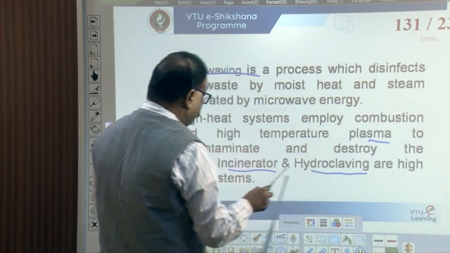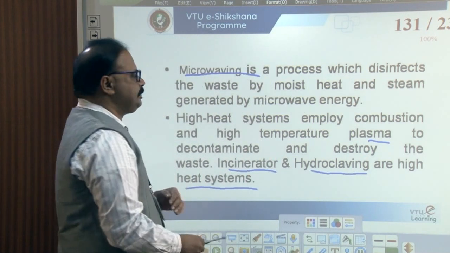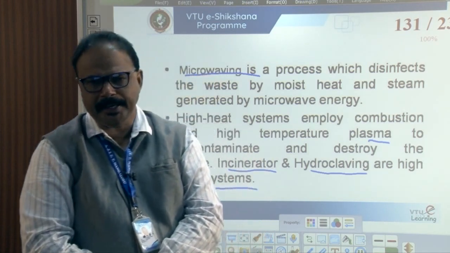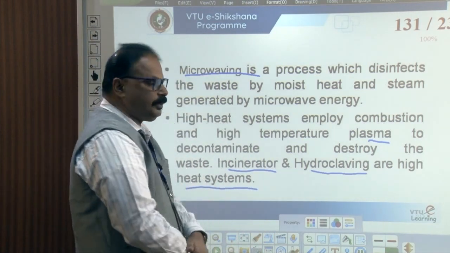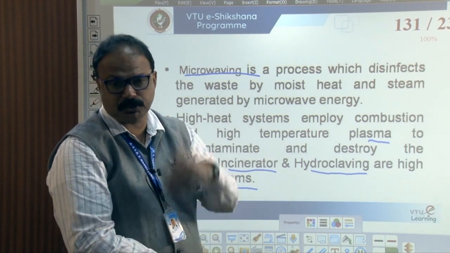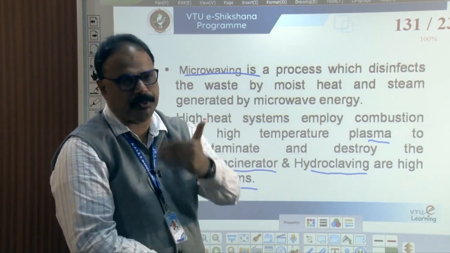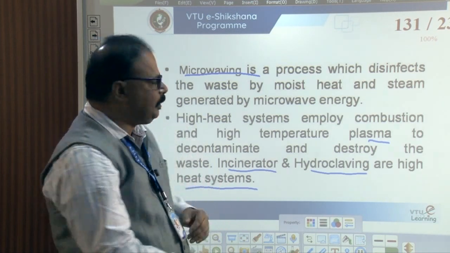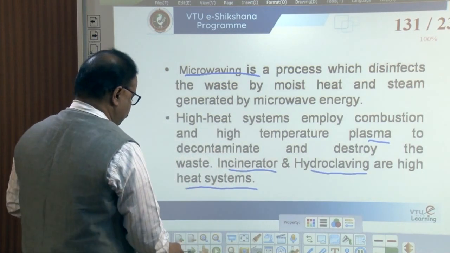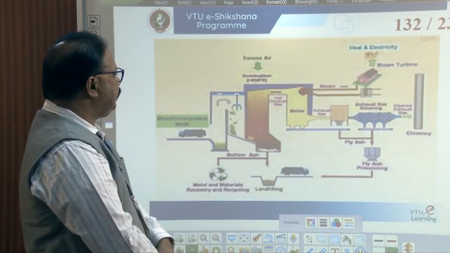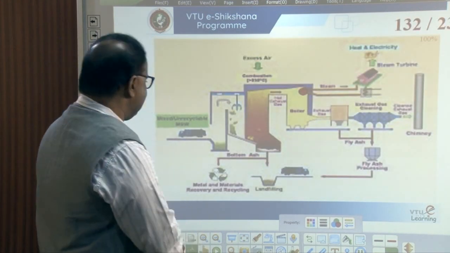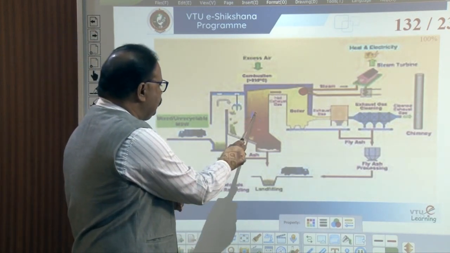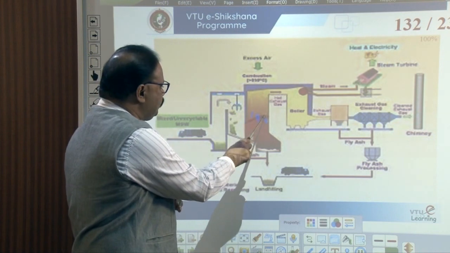Autoclaving is the low heat system. This is the high heat system: incinerator and hydroclaving. Incinerator is about 1000 degrees Celsius to 1800 degrees. I will show it in the next slide. Hydroclaving is also a high heat system. Microwaving is a low heat system. See here, incineration is the burning. It is about 1000 to 1800 degrees Celsius, or more.